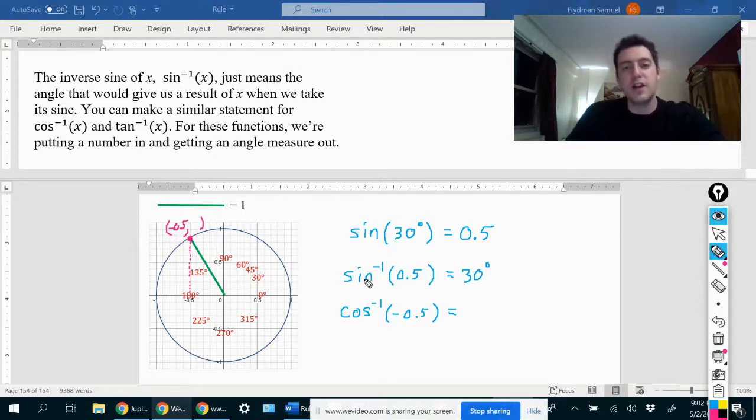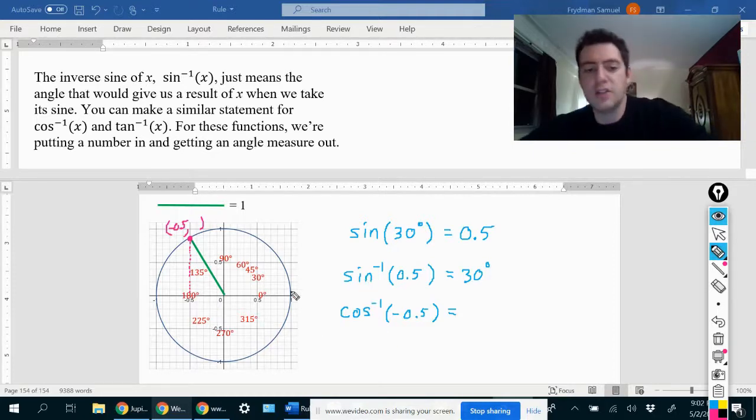If we were doing inverse sine, we would be interested in the y-coordinate. So it looks like we have our answer here. We just need to figure out what this angle is. And this angle is, I'm just going to tell you, 120 degrees. So the inverse cosine of negative 0.5 is 120 degrees.